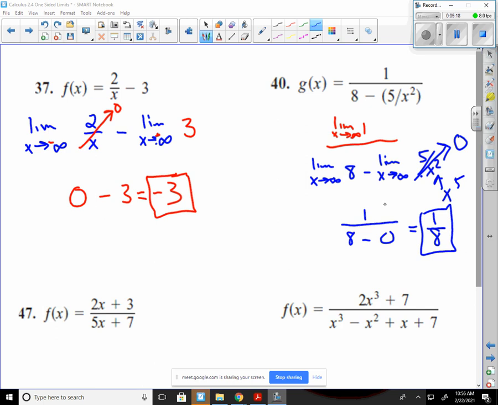Same thing for negative infinity. This x squared is just going to keep getting bigger and bigger, so that I'm still taking 5 divided by negative a million squared. Negative a million squared just turns into 1 million squared, because it's the same thing, so it would still give us 1/8. So those are some of the easier types.